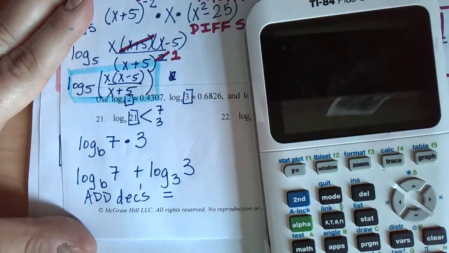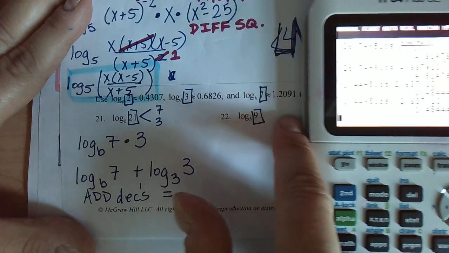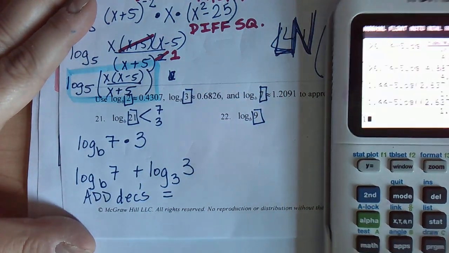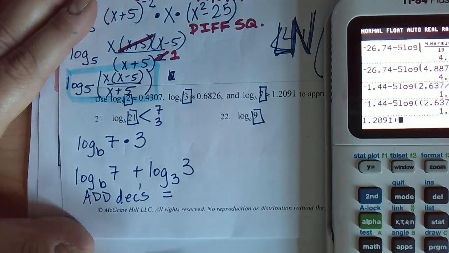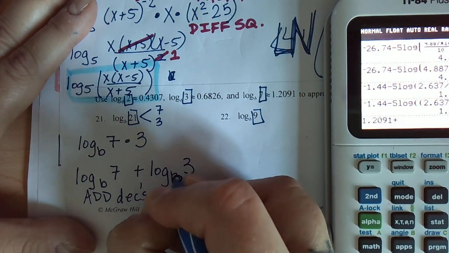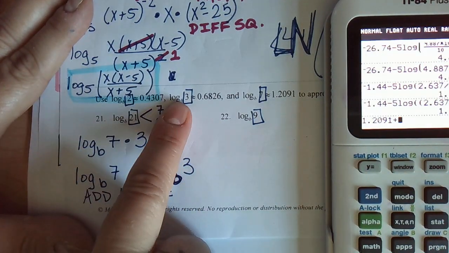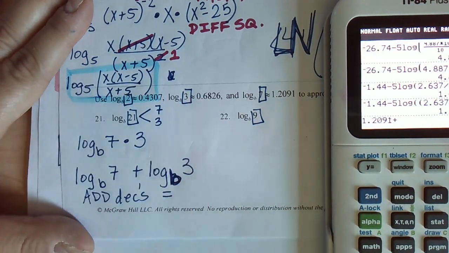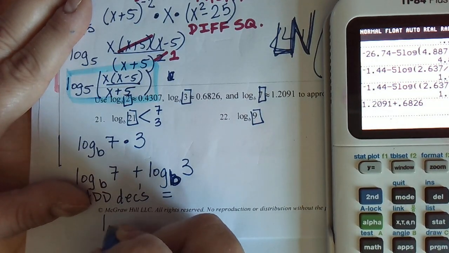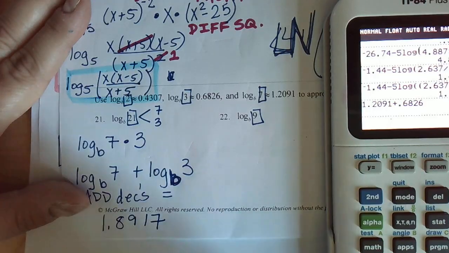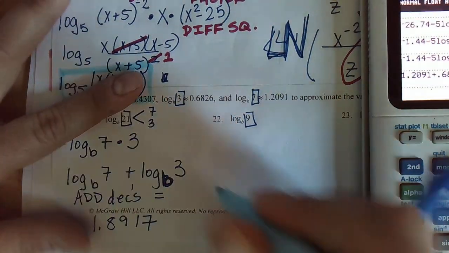that represent these. So let's see what the log b7 is. That guy's the 1.2 blah, blah, blah. Okay. All right, and this is supposed to say log b3. I wrote log 3. Okay, this log b3 was 0.6826. Hey, so this is 1.8917.